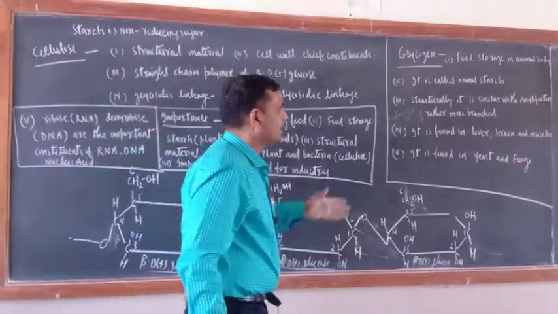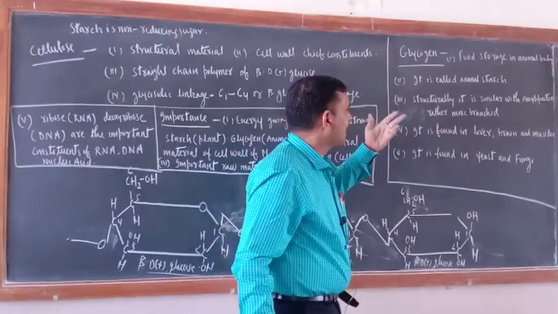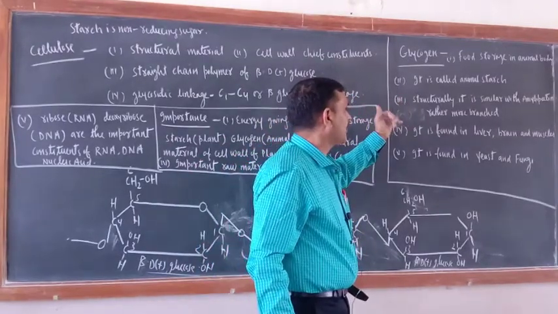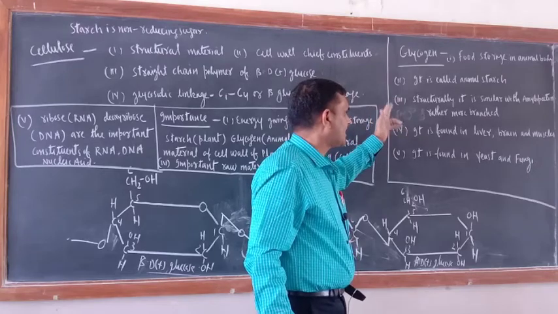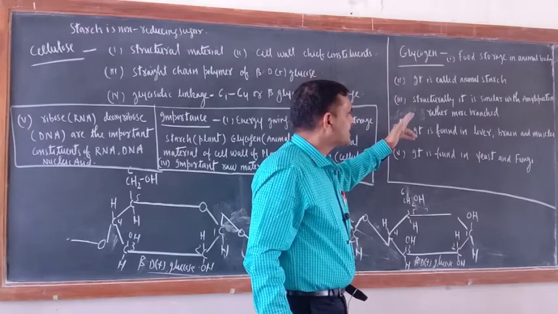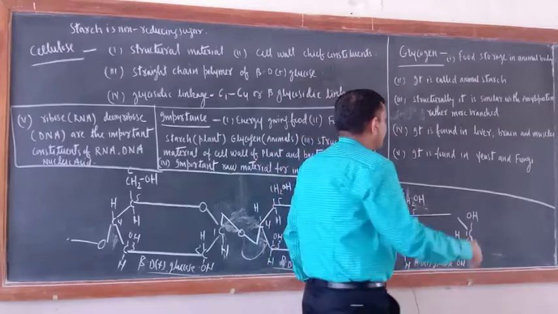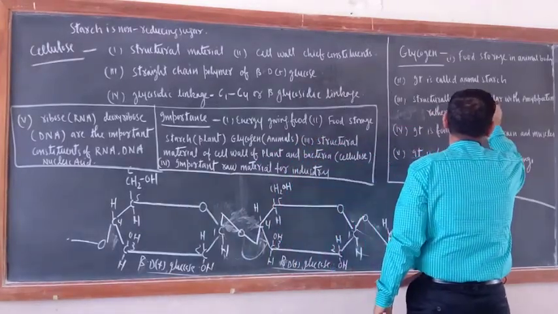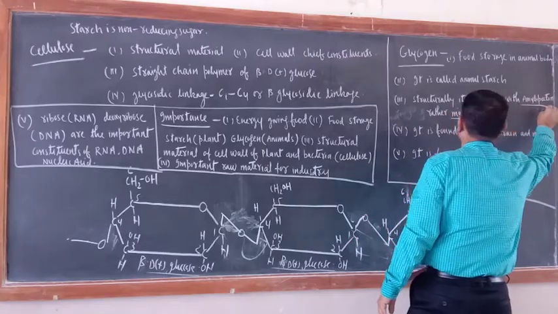What is glycogen? It is the animal starch. What is this one? It is the food storage in the animal body. It is called animal starch. Structurally, it is similar to amylopectin, but more branched.